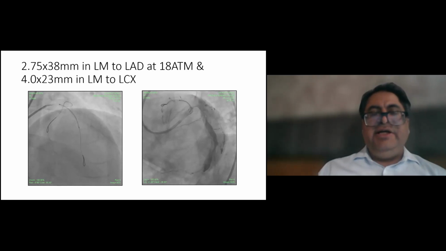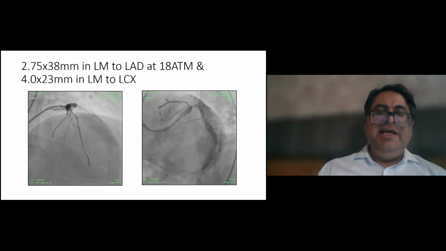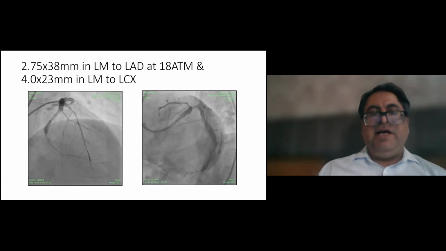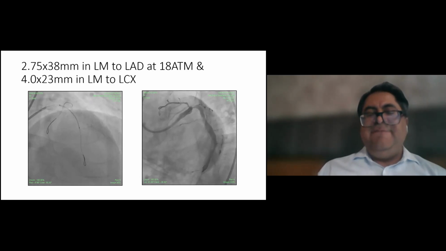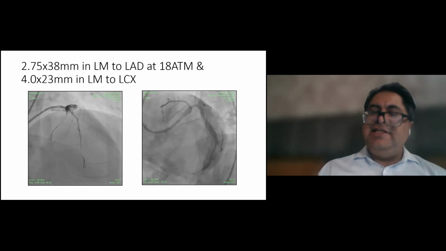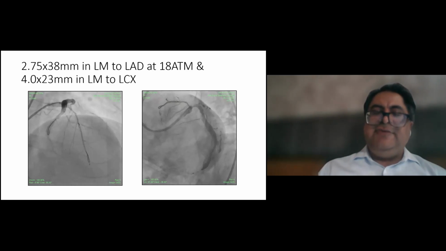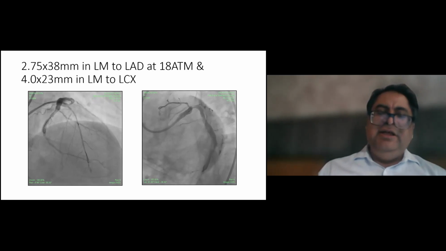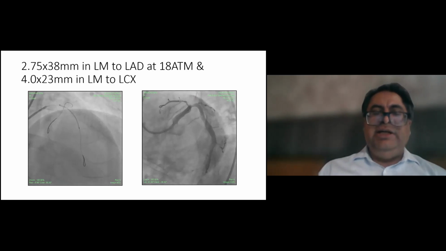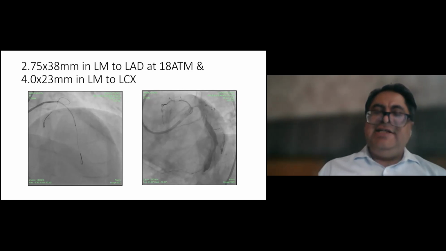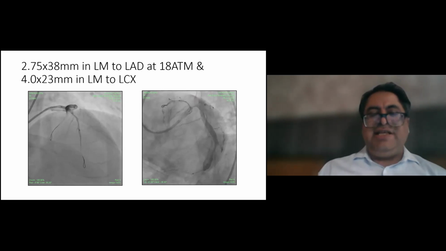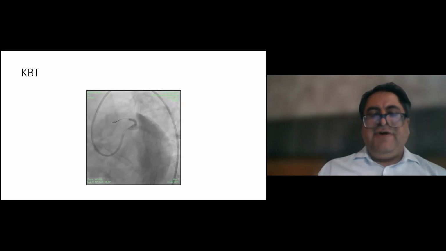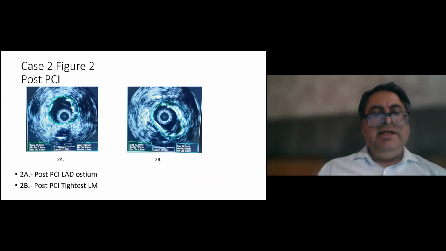So we decided to take two stents simultaneously, one 2.75 into 38 in the left main to LAD. It was simultaneously dilated at 8 atmospheres with a 4 into 23 millimeter stent from left main to LCX. And the final kissing balloon was done.